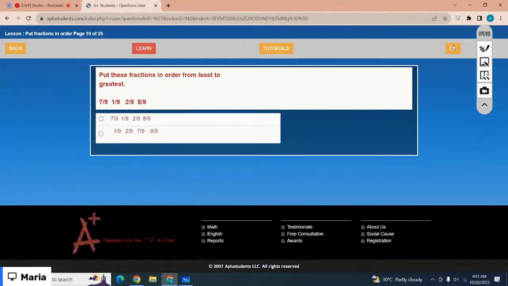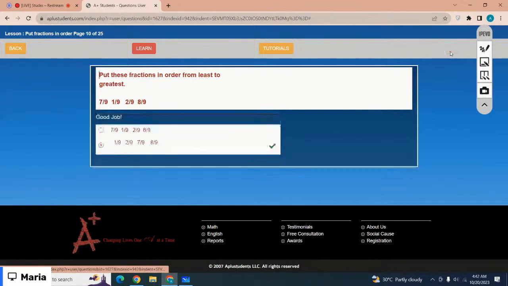Put these fractions in order from least to greatest: 7 over 9, 1 over 9, 2 over 9, 8 over 9. Yes, that is the second one: 1 by 9, 2 by 9, 7 by 9, and 8 by 9. Right? Okay, you can complete the lesson by yourself later today.